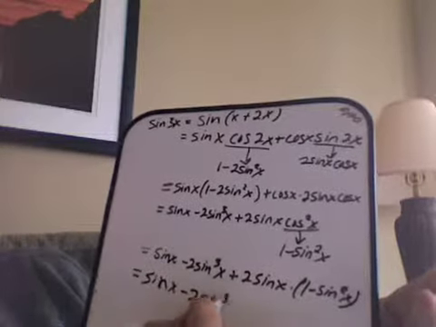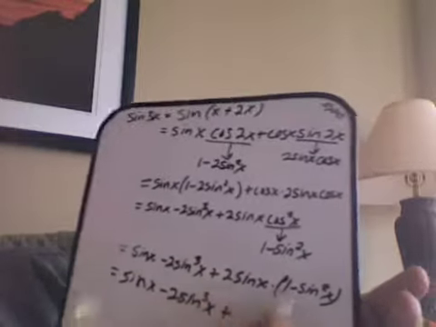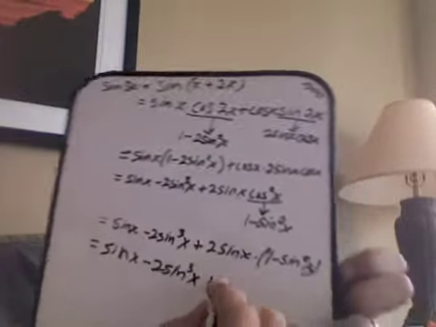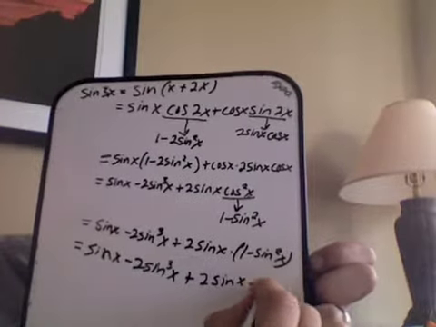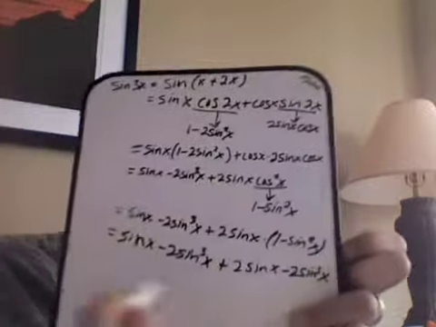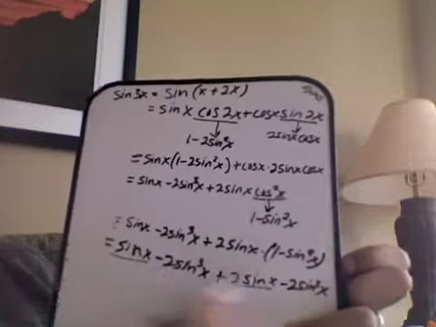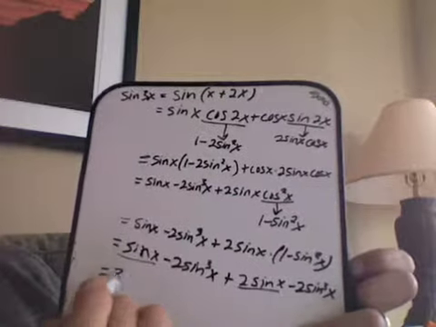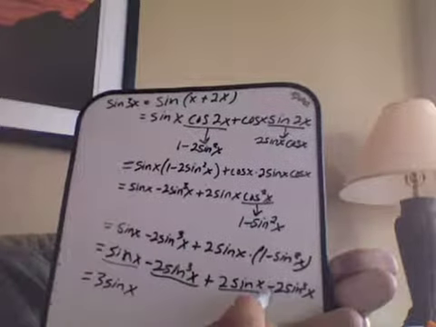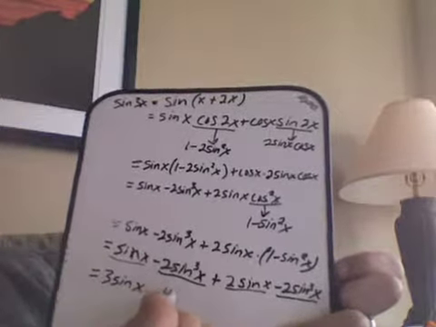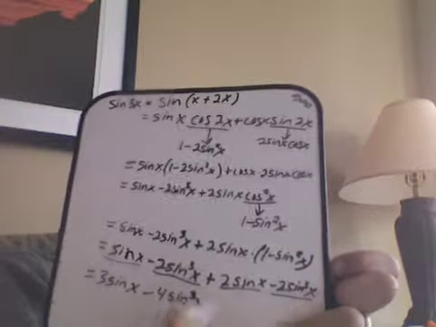2 sine cubed x plus, if I distribute this, I'm going to get 2 sine x minus 2 sine cubed x. So I have this and this, which add together to give me 3 sine x. And then I have this and this, which give me minus 4 sine cubed x.